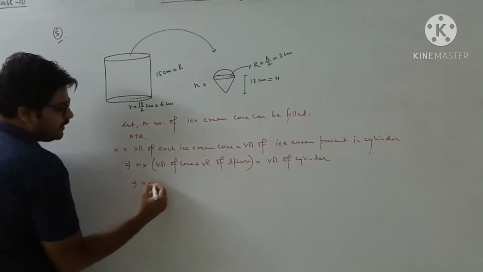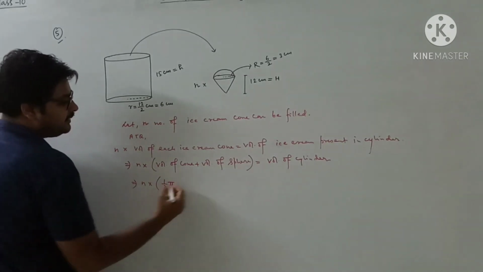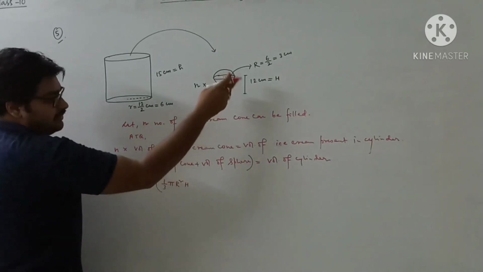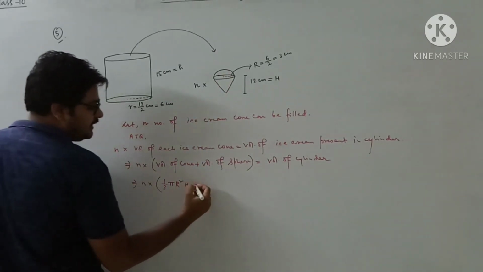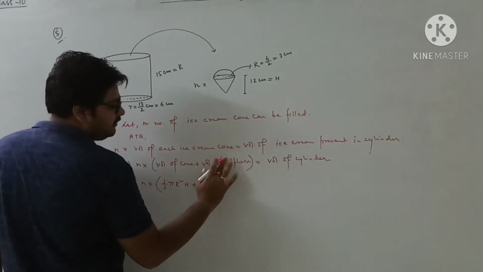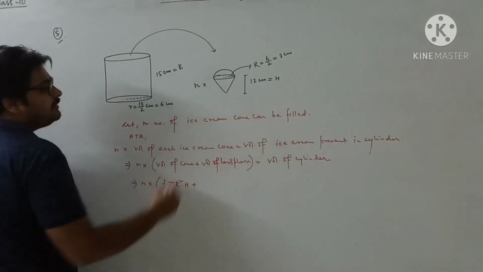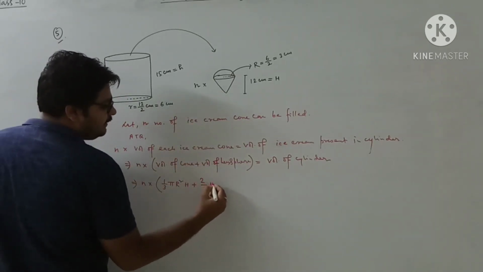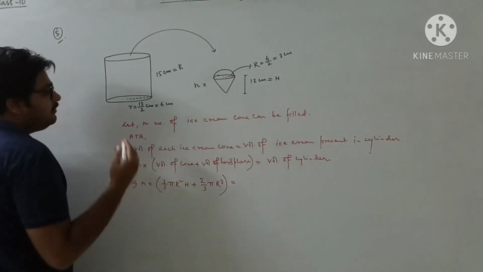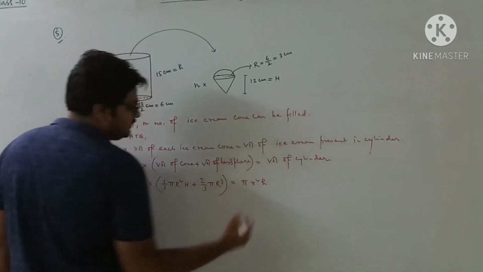Now volume of cone, what is the formula? 1 by 3 pi r square h. See what symbol I have used, that one only I have used here. Volume of, not sphere, sorry, it will be hemisphere. Hemisphere volume is 2 by 3 pi r cube, and volume of cylinder formula is pi r square h.